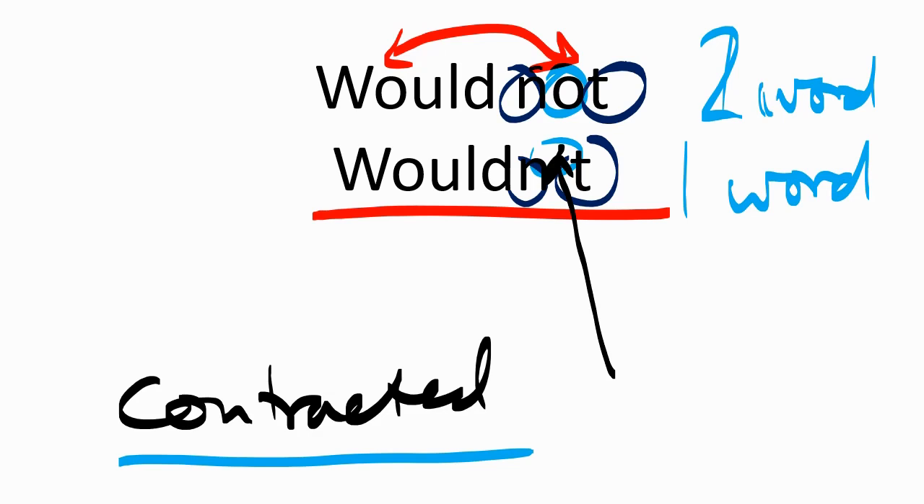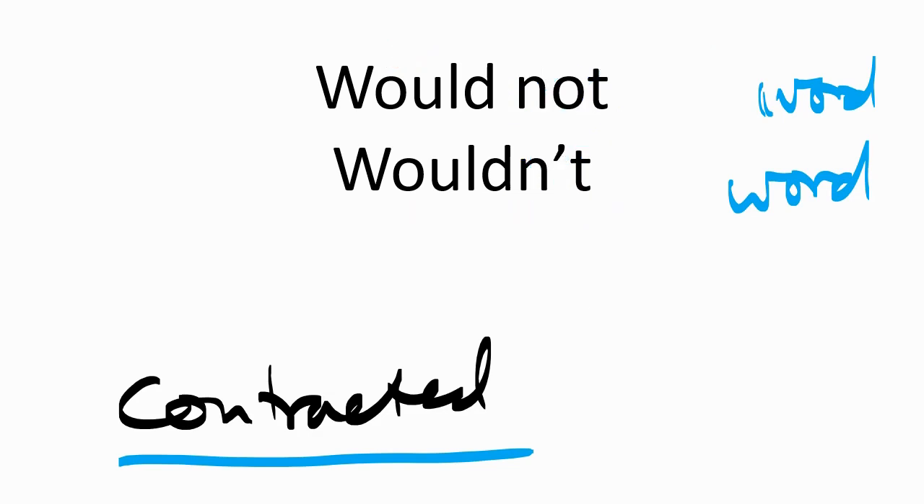And I'll just get rid of all those markings so you can see that again. Would not here has become wouldn't, and it's because we've added this apostrophe there, replacing the O and letting us join would and not together to become wouldn't.